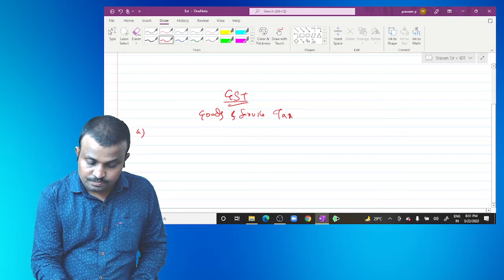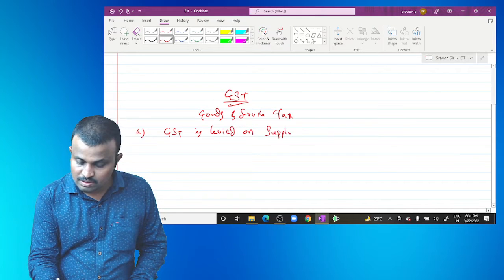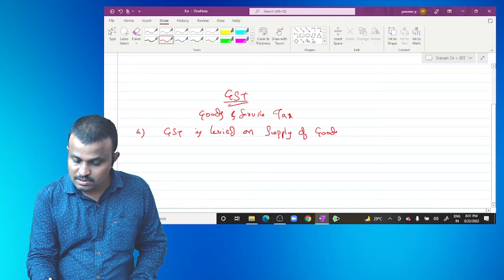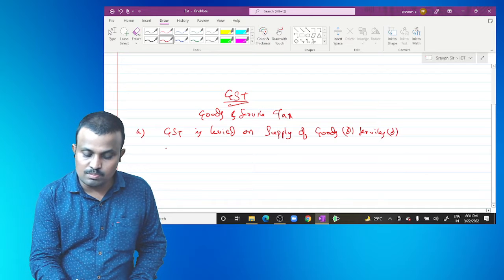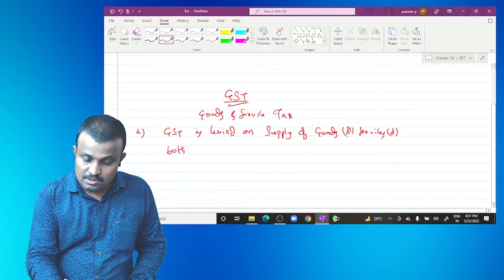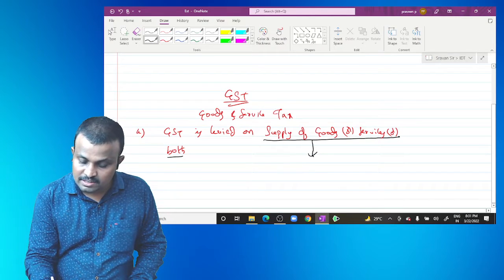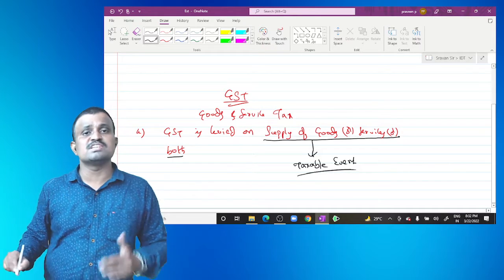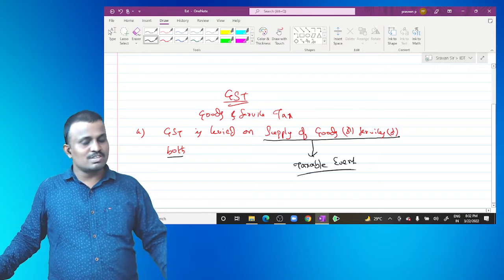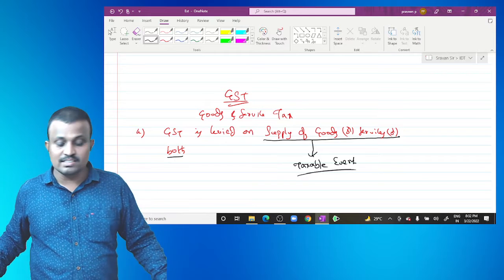So generally GST is levied on supply of goods or services or both in India. Here the supply of goods or services or both in India is treated as a taxable event. So what is meant by taxable event? Taxable event is nothing but the activity based on which tax liability is created.